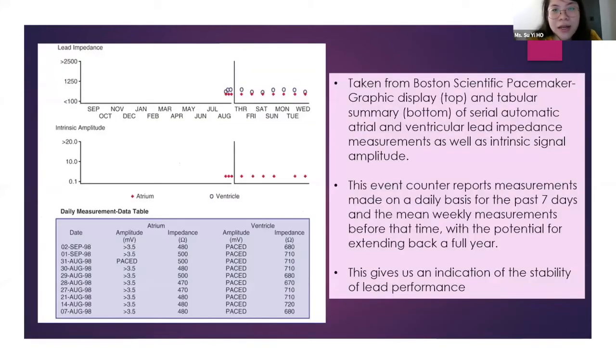Hence, like I said previously, it's important to look through all the histograms and trends when we do a check to make sure that they are pretty much stable. Stability in all these measurements will help to indicate that the device is functioning properly, or that there is not much change in the patient's clinical condition.